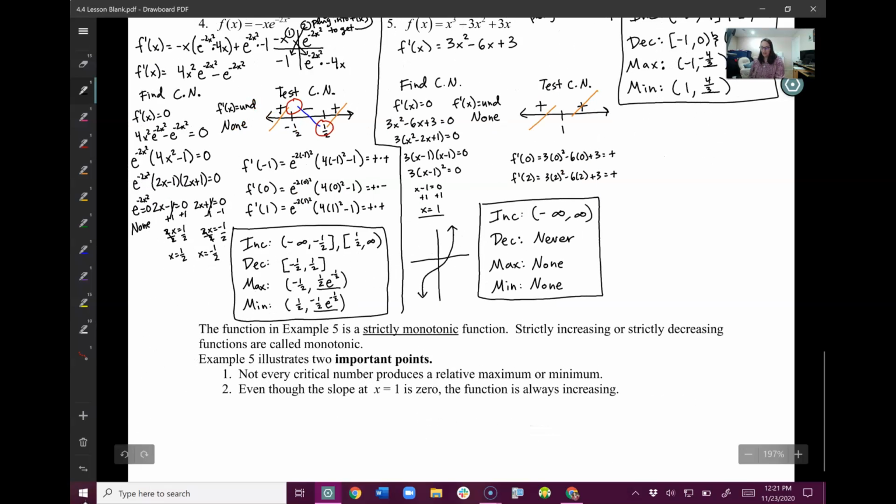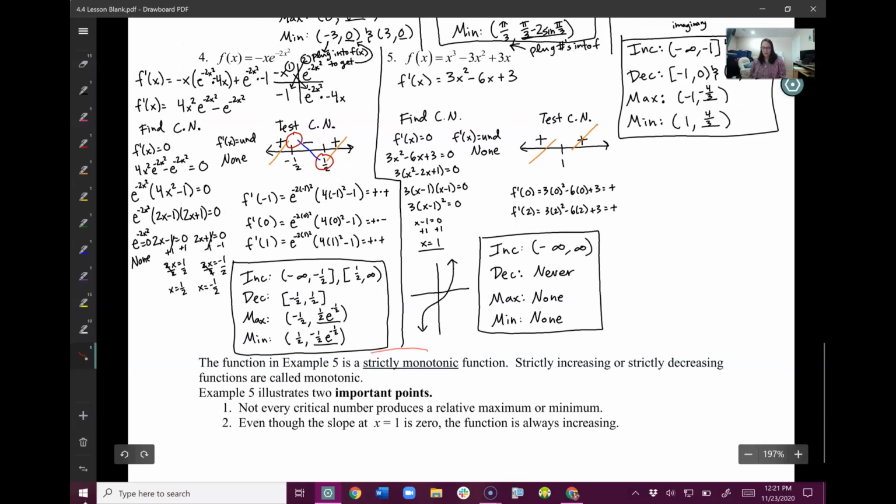And that's what this last point is getting at. The function in example 5 is a strictly monotonic function. That's a new vocabulary word for you. It is strictly increasing or strictly decreasing the entire time. And this illustrates two very important points.